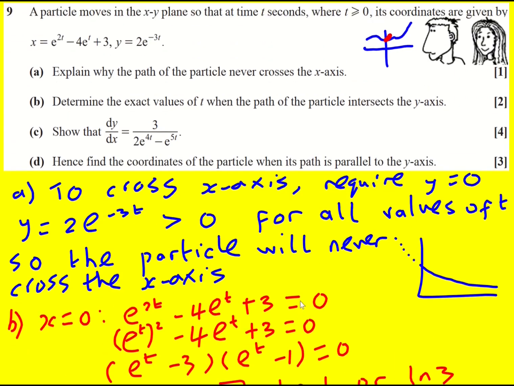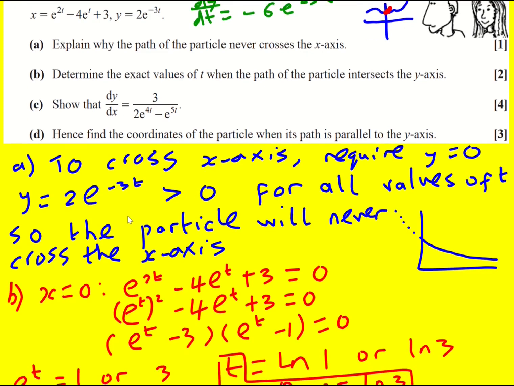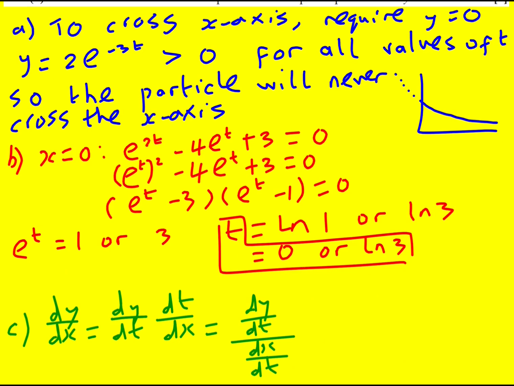So dy by dt is simply going to equal minus 6e to the minus 3t. I'm just using the chain rule. I'm differentiating the outside, which is e to the something, and I times by the derivative of the inside, which is the minus 3t, so times by minus 3. Or you could just use the result for e to the kt, which is an application of the chain rule anyway. So I get minus 6e to the minus 3t here.